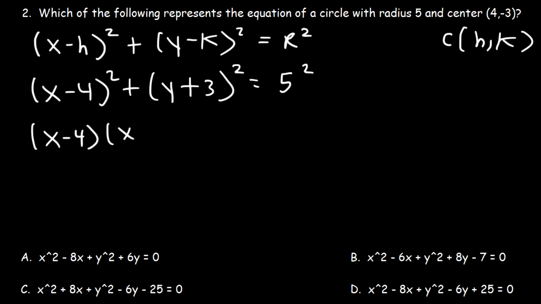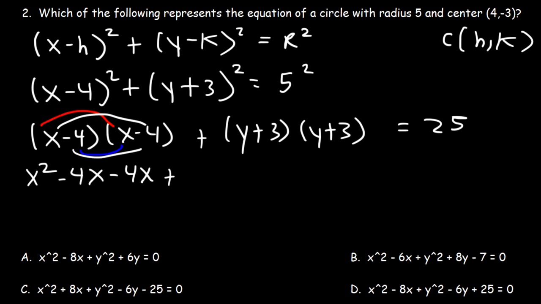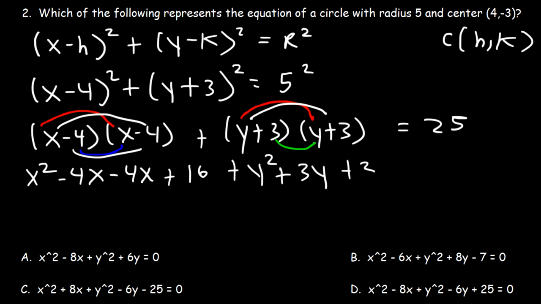So let's FOIL x minus 4 times x minus 4. And let's do the same for y plus 3 with itself. 5 squared is 25. x times x, that's going to be x squared. And then x times negative 4, that's negative 4x. And then negative 4 times x, that's also negative 4x. Negative 4 times negative 4 is 16. Next, let's multiply y times y. So that's going to be positive y squared. And then y times 3, which is 3y. And then 3 times y, that's also 3y. And finally 3 times 3, which is 9.